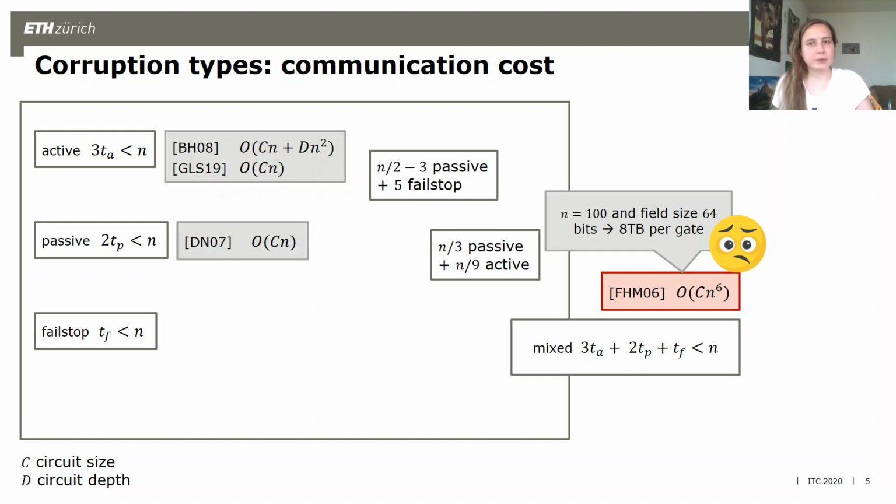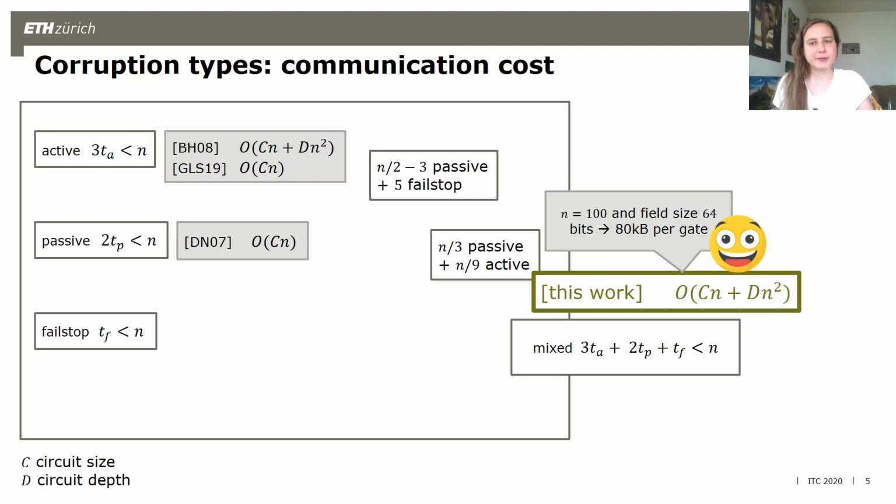And this is exactly what we tackle in this work. So we propose a protocol that works for the mixed setting and has communication complexity linear in C, but also has this additional term dn squared. So even for the previous example, where the first mixed protocol communicated terabytes of data, our protocol would only communicate some kilobytes of data, which seems possible to implement.